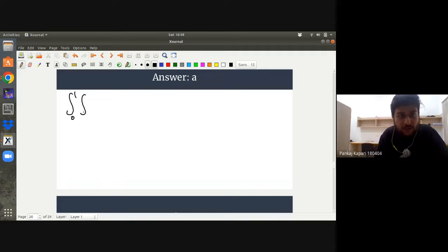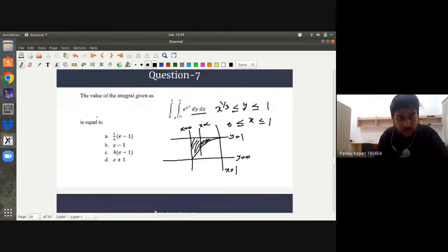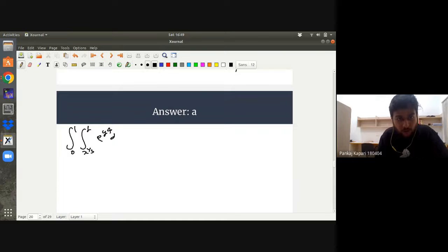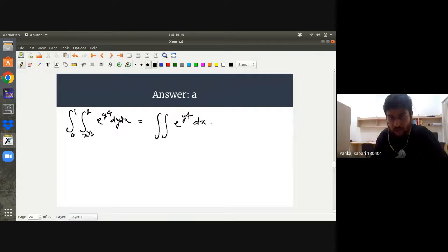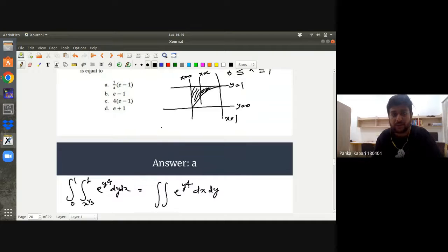So this is 0 to 1, and then x to the power 1/3 to 1, e to the power y by y to the power 4, dy dx. Instead of finding this integral, we'll find another integral which is the same as this given integral, but the order of the integration is reversed. First we will integrate with respect to x, then with respect to y, and for that we have to find these limits of integration for this particular region, keeping in mind that this shaded part is the region of integration where we are integrating.